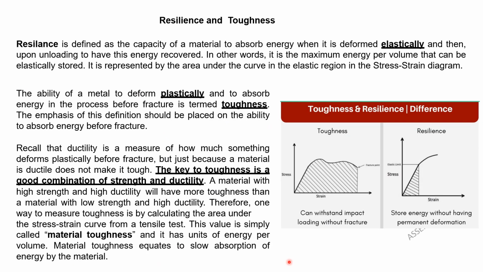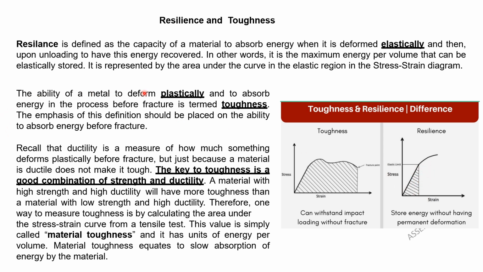So the next property, resilience and toughness. Resilience is defined as the capacity of a material to absorb energy when it is deformed elastically, and then upon unloading to have this energy recovered. In other words, it is the maximum energy per volume that can be elastically stored. It is represented by the area under the curve in the elastic region in the stress strain diagram. This shaded portion is called resilience.